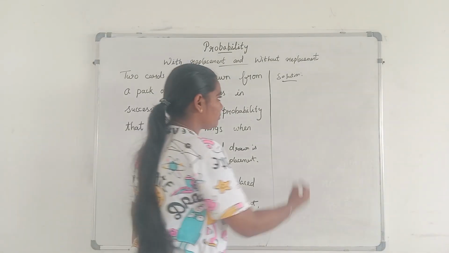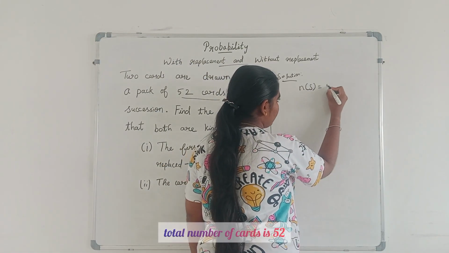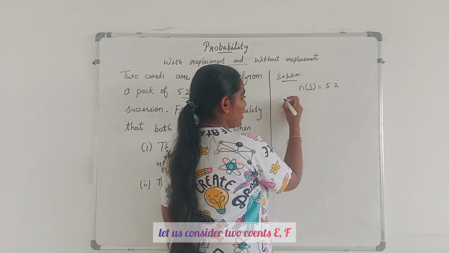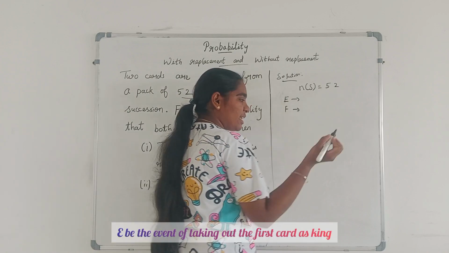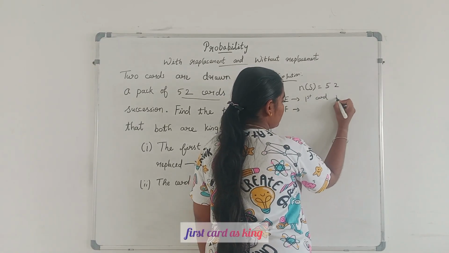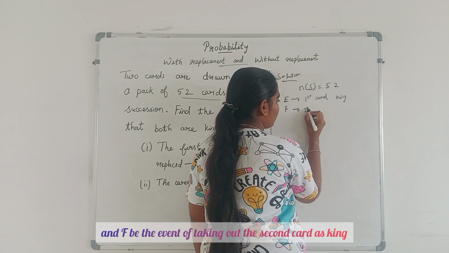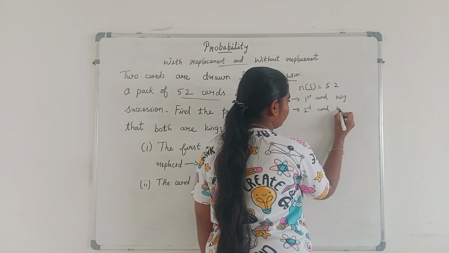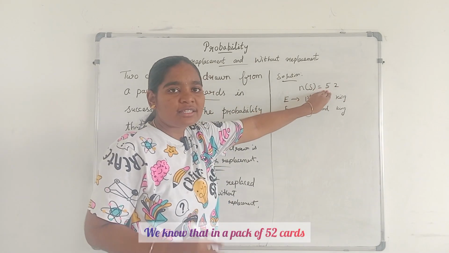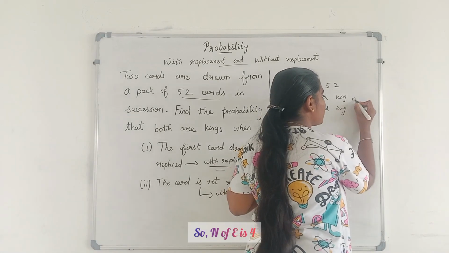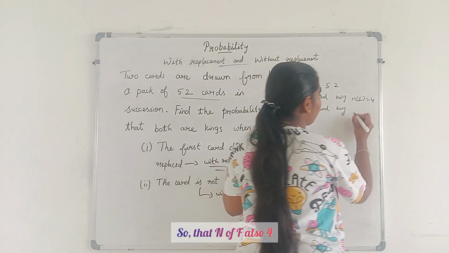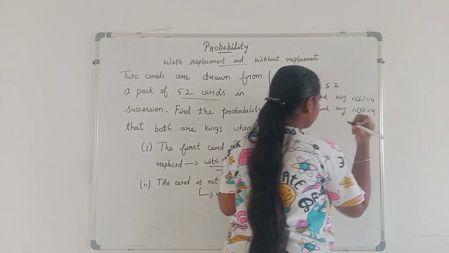In this example, the total number of cards is 52. So n(S) is 52. Let us consider 2 events, E and F. E is the event of taking out the first card as king, and F is the event of taking out the second card as king. We know that in a pack of 52 cards, 4 cards are kings. So n(E) is 4. This is with replacement, so n(F) is also 4.